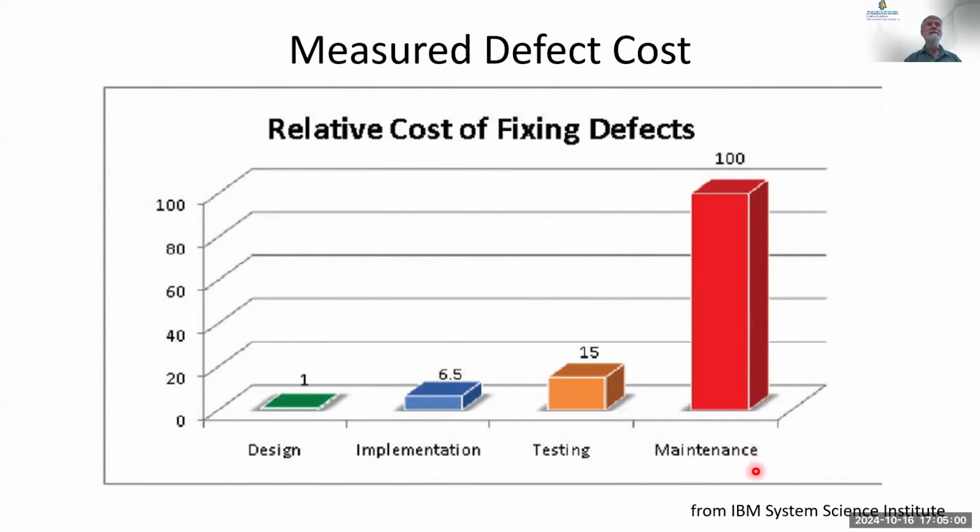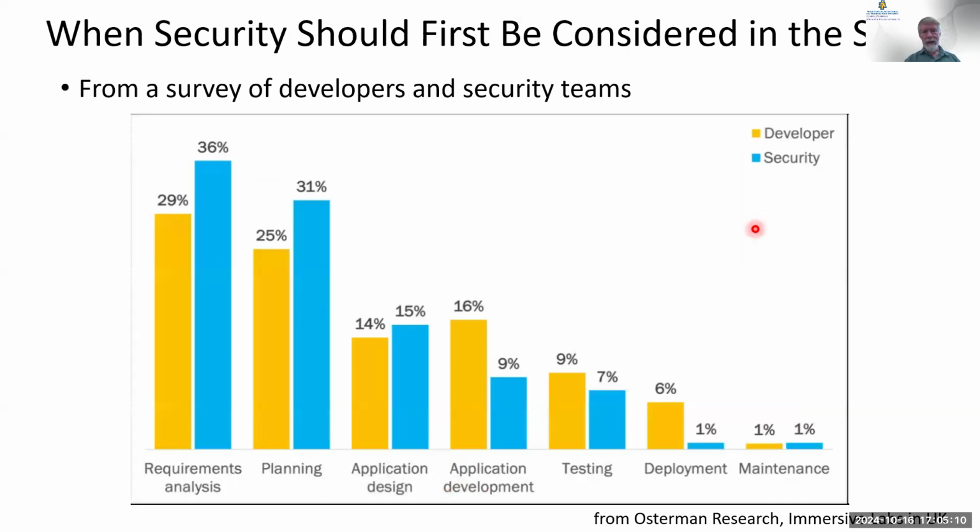And of course, maintenance. That means after it's been out in the field and people are using it, you find out there's a bug, and it costs a lot to get that fixed. Where should you fix it? They asked a bunch of developers and a bunch of security teams, and the security teams tended to mirror each other. Almost everybody says requirements and planning are very important. On application design, the developers thought it was more important there, and the security people thought less. But yes, following the cost, everybody thinks you ought to do it early.